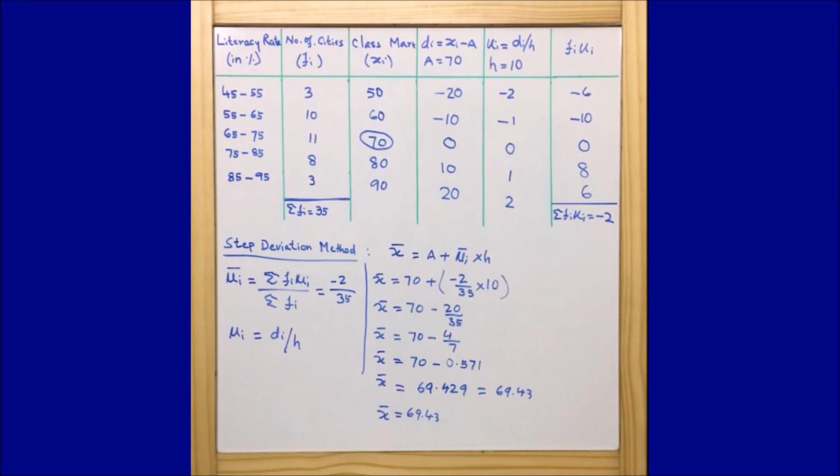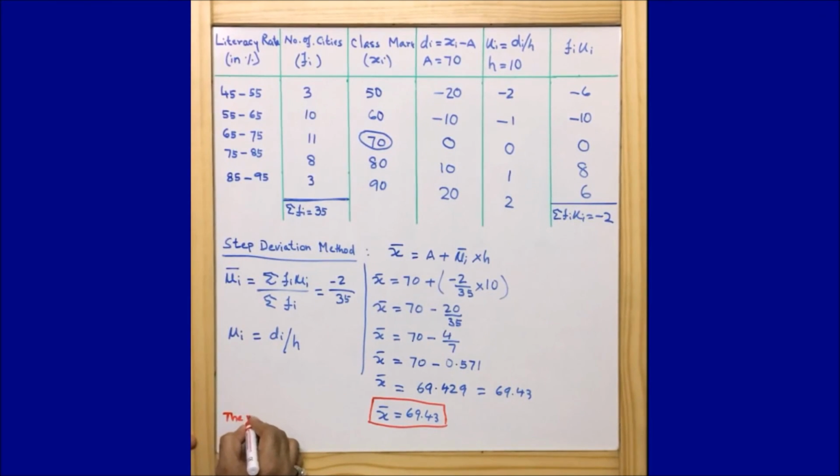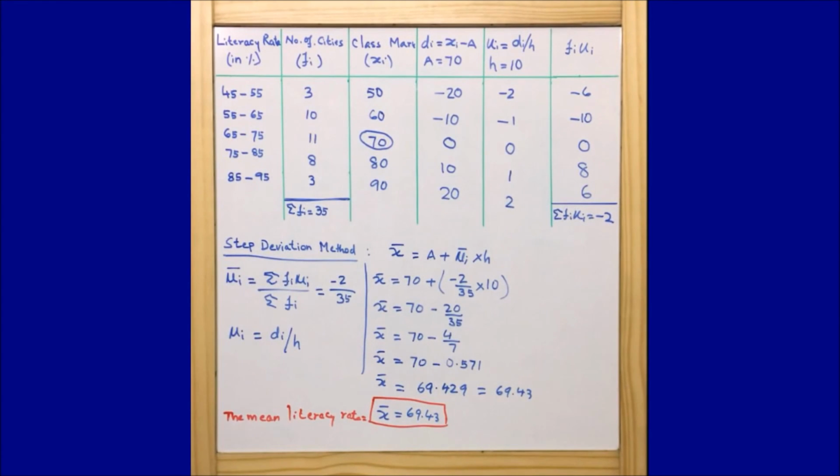That's all guys. You could see that we are able to find out the mean value is 69.43. You could see that the calculation is very easy and straightforward. Just we need to find out what method we are going to use to find out the mean. That's the most important. Now the given question is find the mean literacy rate. So we can write the mean literacy rate is 69.43.